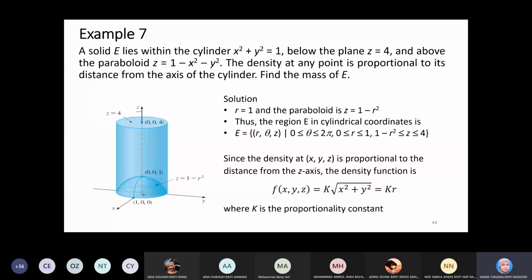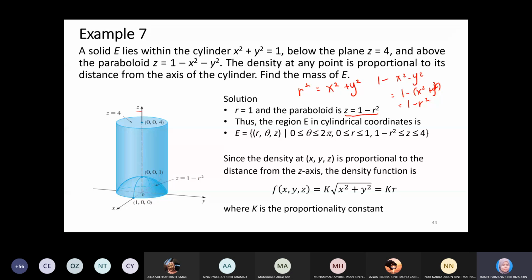Also, this solid lies above the paraboloid 1 minus x squared minus y squared. So this is your paraboloid. Since x squared plus y squared is r squared, 1 minus x squared minus y squared is basically 1 minus r squared. So this is your z in terms of r.